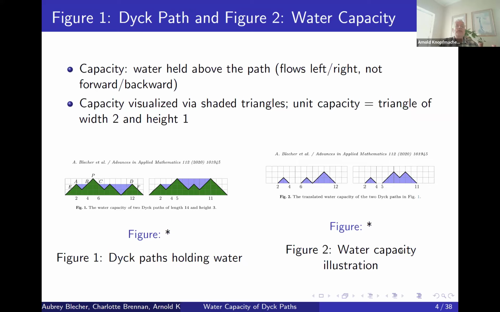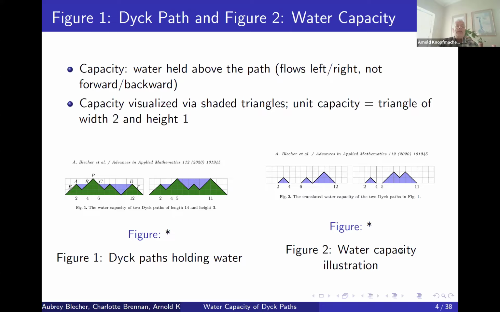So the question of interest, which was very appealing to me, was if we look at all the Dyck paths of semi-length n, of which we said there are a Catalan number of such paths, each of them has its own particular water capacity, which can range from zero capacity for a very simple Dyck path that's just consisting of all up and all down, to other Dyck paths that have large numbers of little pools of water.